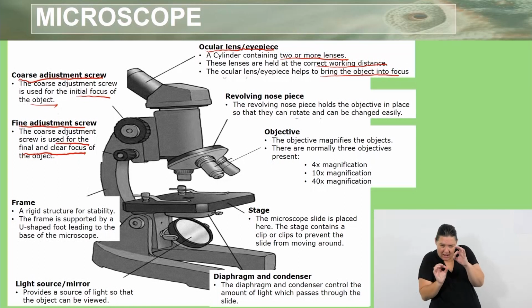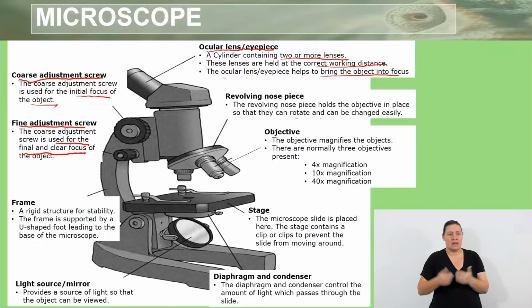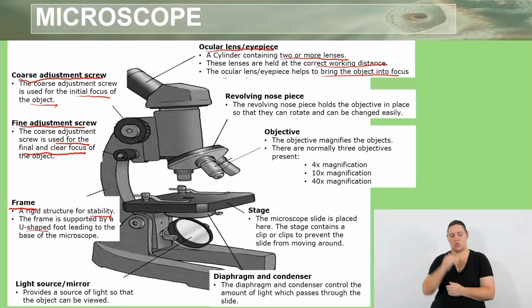So if you want to see the final clear focus of the object, now before you use it, obviously you need to use the coarse adjustment screw. And when you want to get the final detail of how the object looks like, then we use the fine adjustment screw. And then we have our frame here. So the frame is a rigid structure that is used for stability. The frame is supported by the U-shaped foot leading to the base of the microscope.